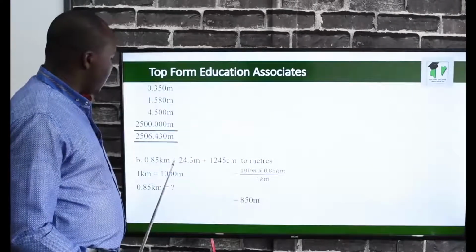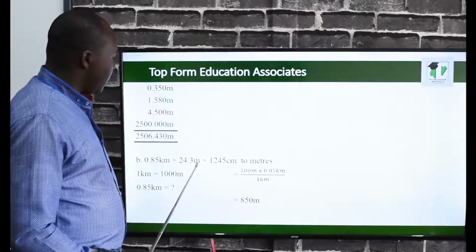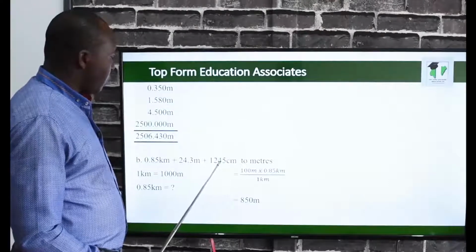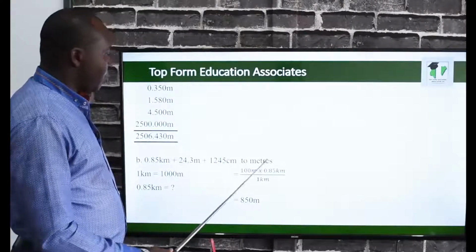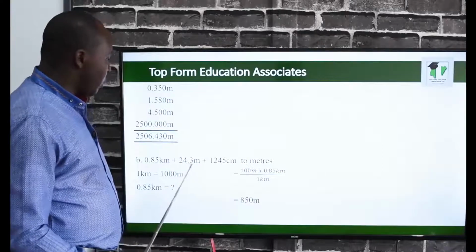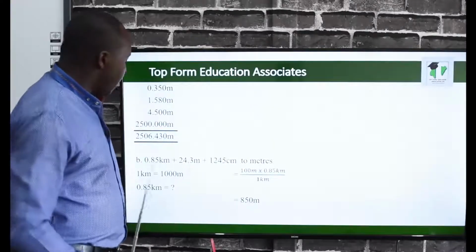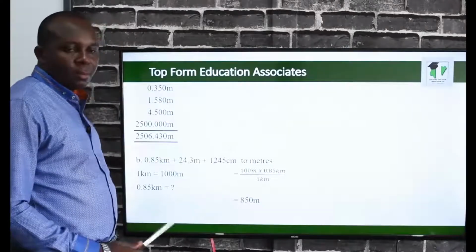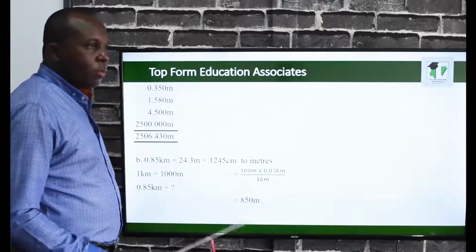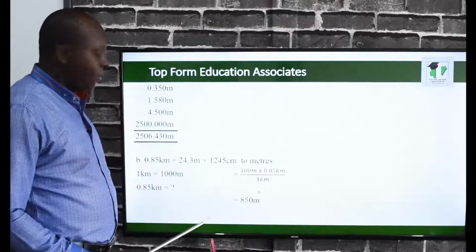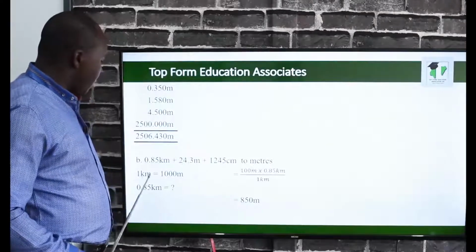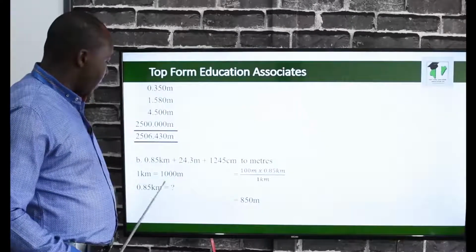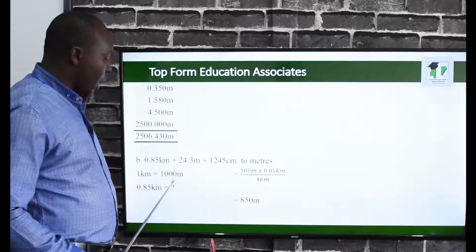0.85 kilometers plus 24.3 meters plus 1,245 centimeters to meters. So it's only this one that is already in meters. So the next one, we'll convert this kilometer to meters and centimeter to meters before we can add. So all of them must be the same unit. So 1 kilometer equal to 1,000 meters. 0.85 kilometer equal to unknown.